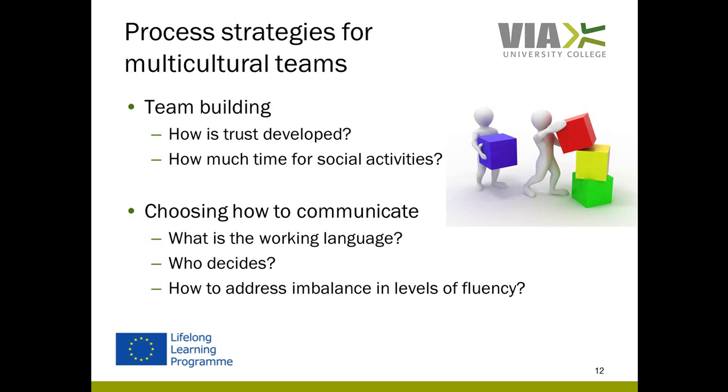An imbalance in levels of fluency can be addressed by continuously summarizing and rephrasing questions and monitoring that everyone understands the same thing by what is being said and agreed. Here, team members also need to take advantage of their cultural knowledge, for instance, on whether it is appropriate to interrupt each other or how directly one should communicate an opinion.